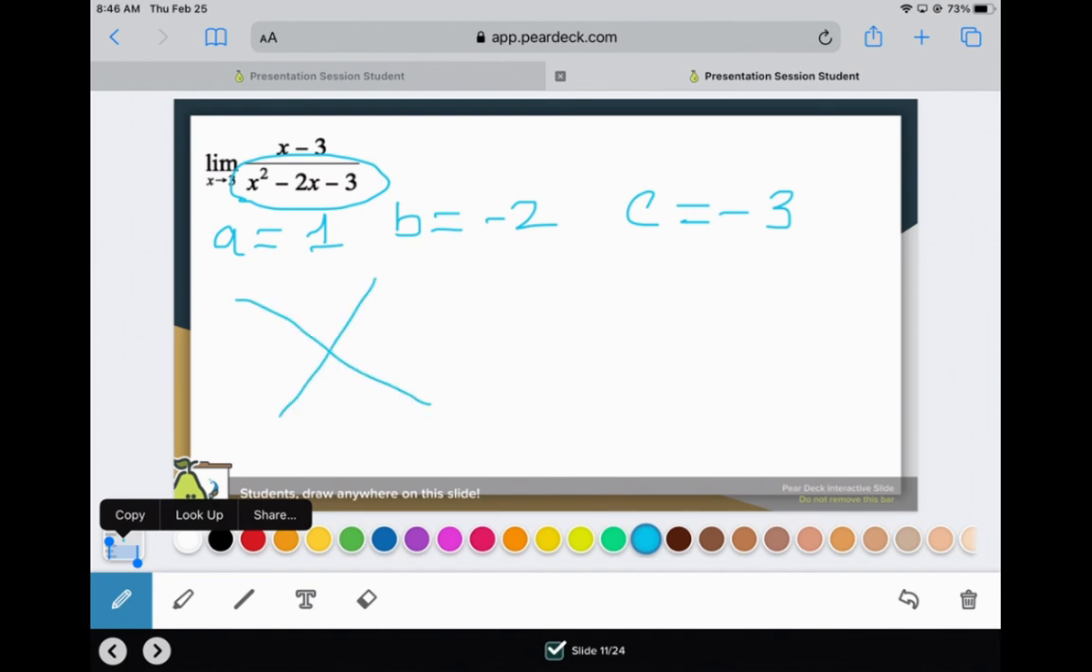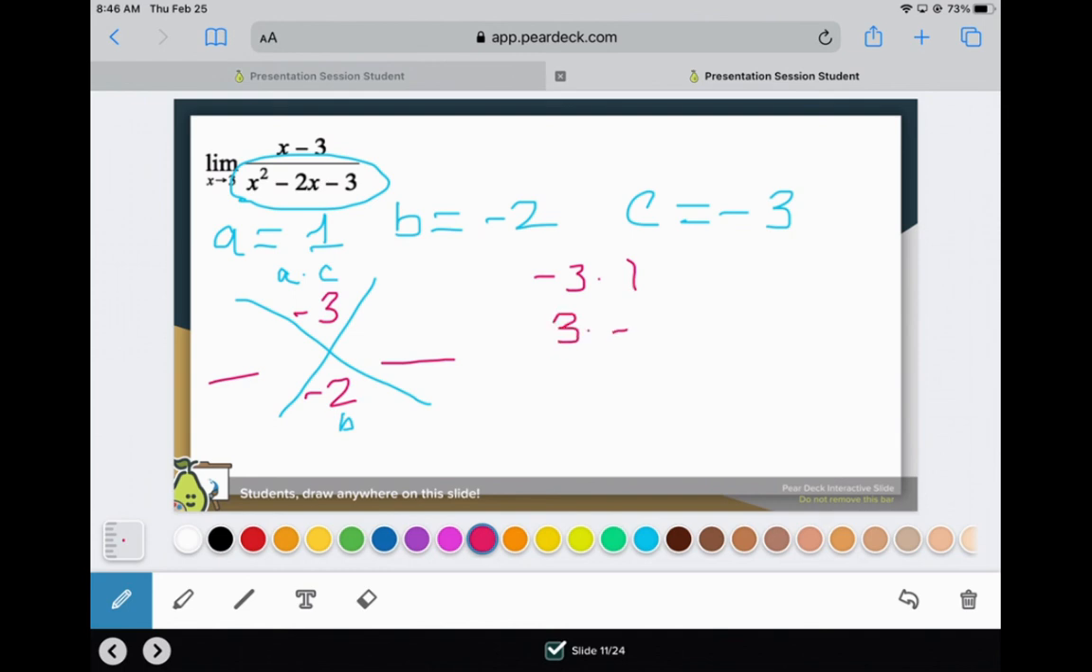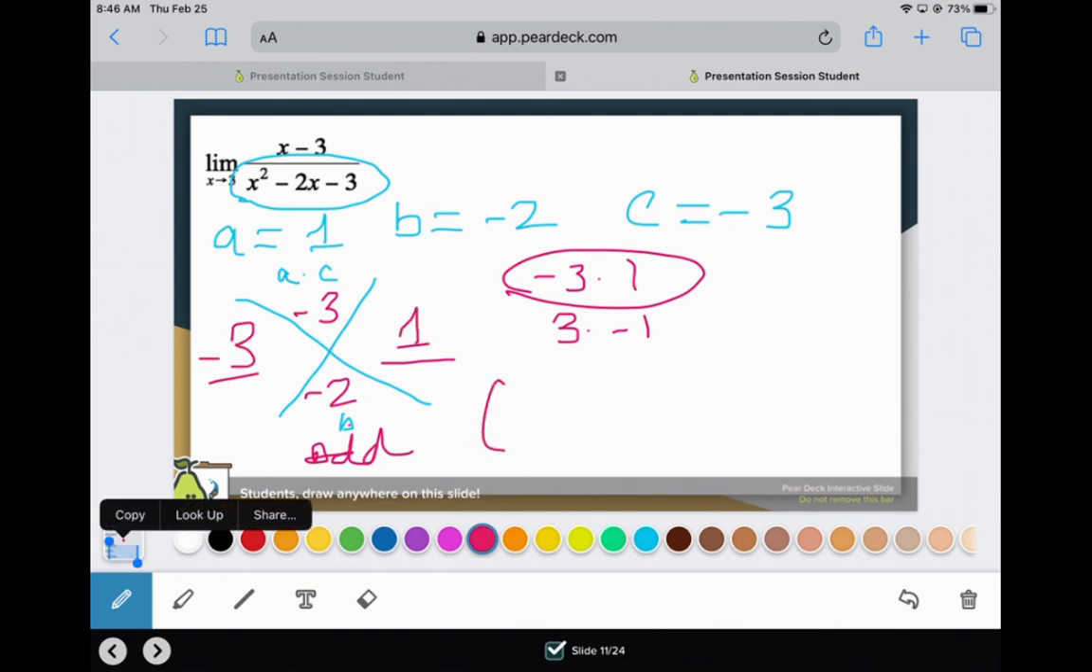Okay, so to factor it out, A times C, and this one is B. So A times C is 1 times negative 3. B is negative 2. All right, so let's look for the pair. It's negative 3 times 1, 3 times negative 1, and I think that's all the options that I have. But which pair should I use? Because if I add them, it should give me negative 2. So this would be the pair because negative 3 plus 1 gives me negative 2. So negative 3, 1. That's how I factor it out.